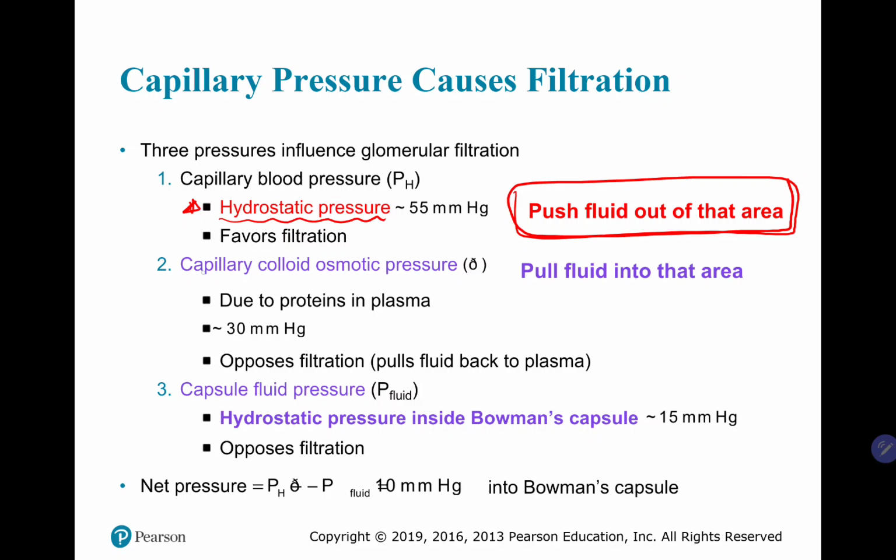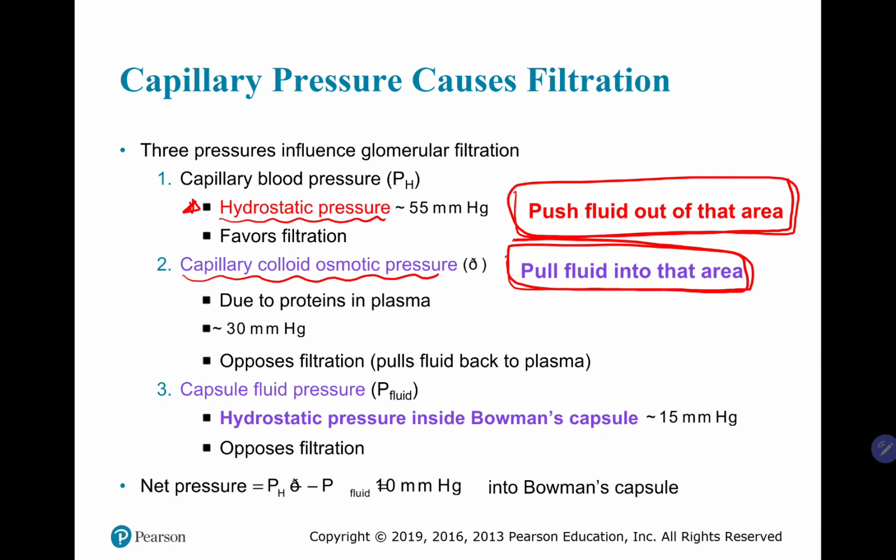Then we have the capillary colloid osmotic pressure. And remember, osmotic pressure is a pulling force. So this pulls fluid back into that area, and if it's pulling fluid back into that area, it opposes filtration. So it's pulling fluid back into the plasma. Thus, it's going in the opposite direction of it going into the Bowman's capsule.